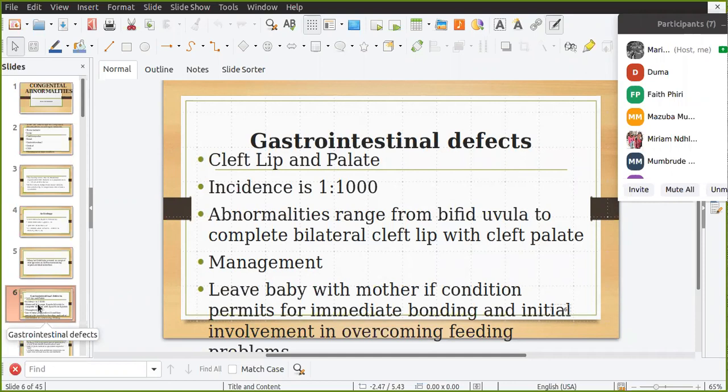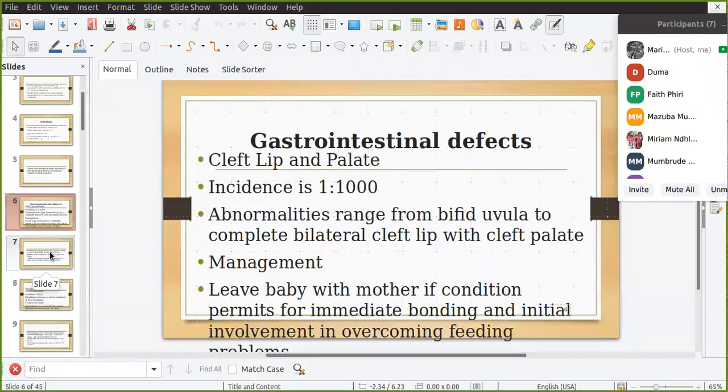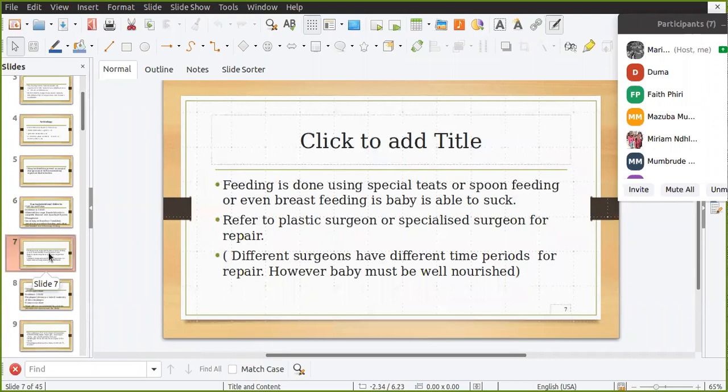Most of the time, the management for babies born with cleft lip palate is surgical, whereby we repair. Once there's a repair, a scar forms, but you continue with the management by encouraging speech in these babies. Also, you ensure that there is bonding between the mother and the baby, so that the sucking reflexes are not lost in this baby.